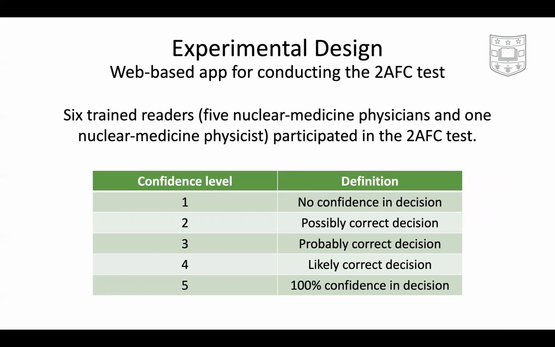During the test, the readers were also required to provide confidence levels for their decisions. The definitions of the confidence levels are given in the table here, with a confidence level ranging from 1 to 5, corresponding to from no confidence in decision to 100% confidence.